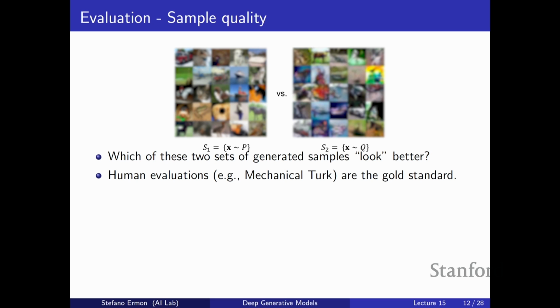Probably the best way to go about it would be to involve humans. Ask some annotators to compare the samples and check which ones are better. Of course, that's not going to be scalable. Maybe it's not something you can use during training. But if we have the budget for it and we have the time to go through a human evaluation, that's usually the gold standard.